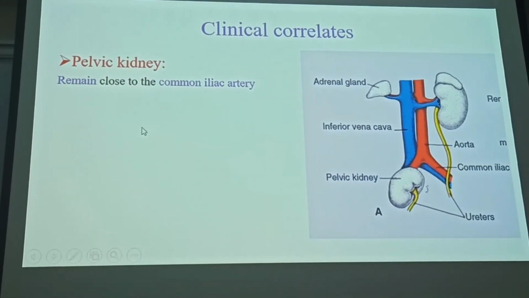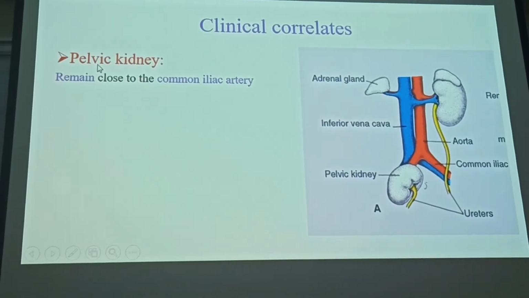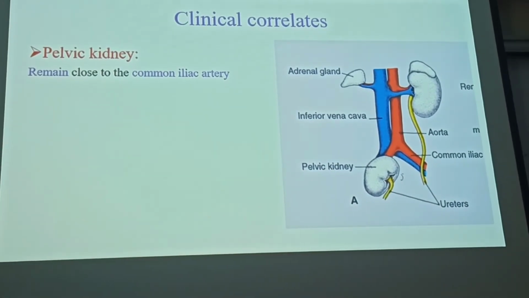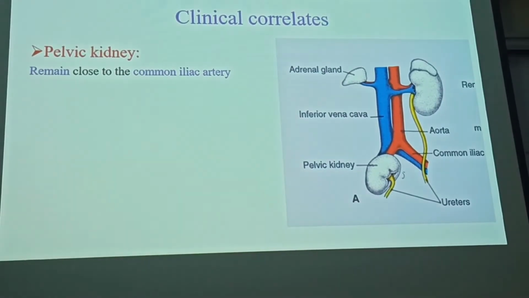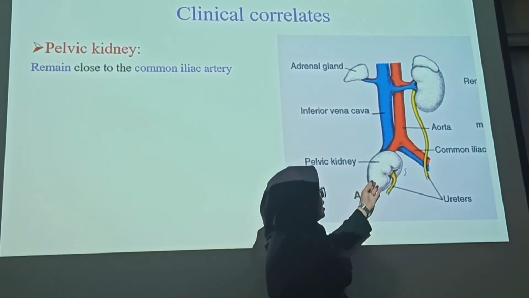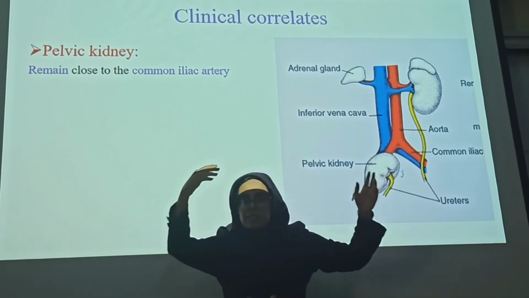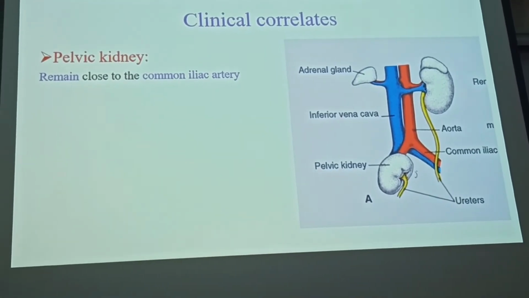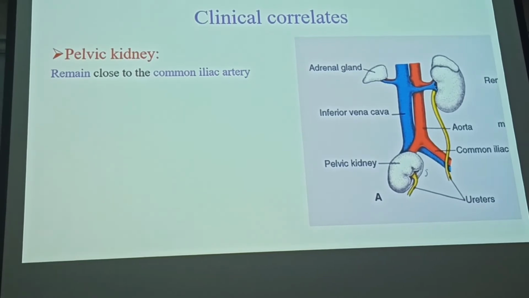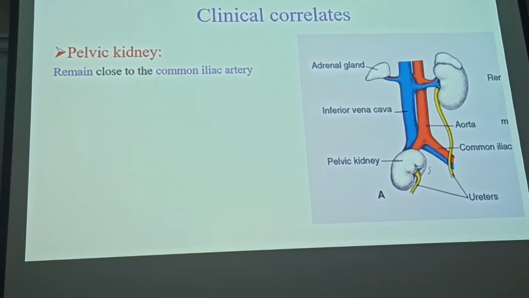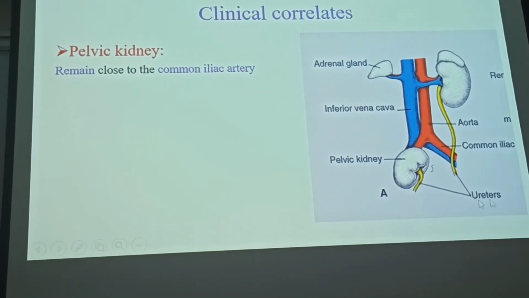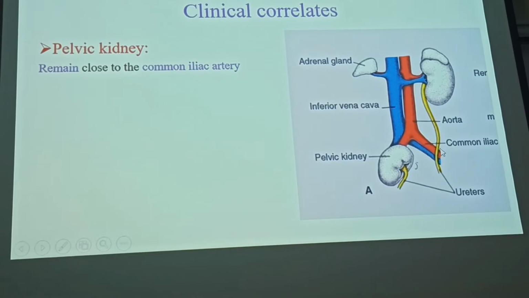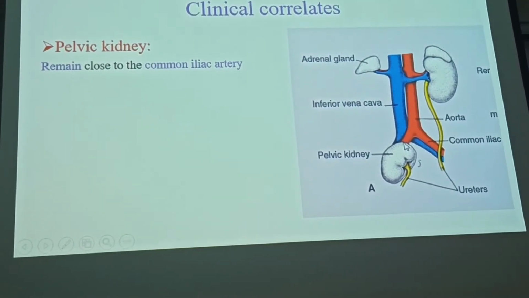Pelvic kidney. Please read and tell me. There is an abnormality that is called pelvic kidney. In this condition, one kidney can't ascend, or the ascending process of one kidney has failed. Okay? So one kidney remains in the pelvic region. This is a pelvic kidney. The kidney remains close to the common iliac artery in the pelvic region. Okay?